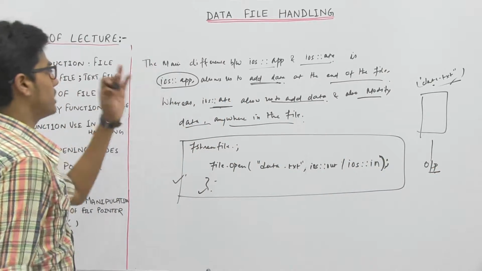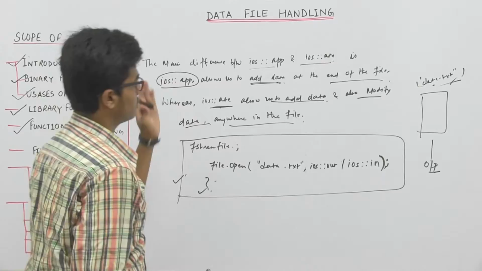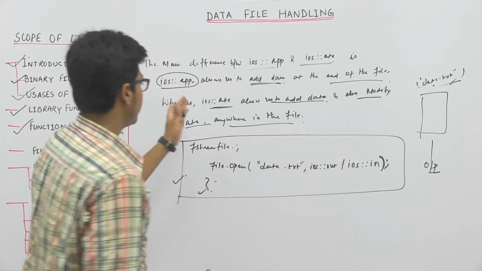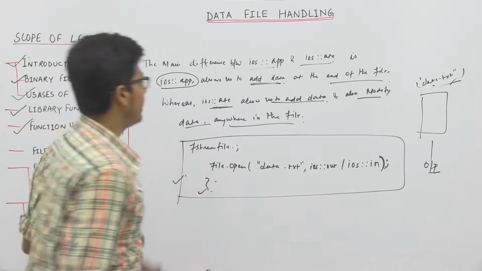So the main difference between ios::app and ios::ate is this: ios::app is allowed to add data into the file, whereas ios::ate is allowed to add data as well as to modify the data anywhere in the file.